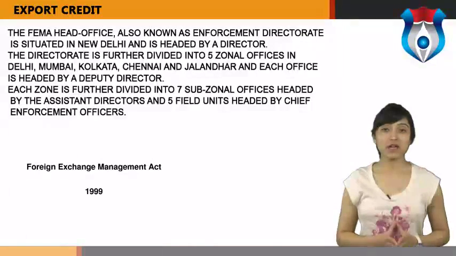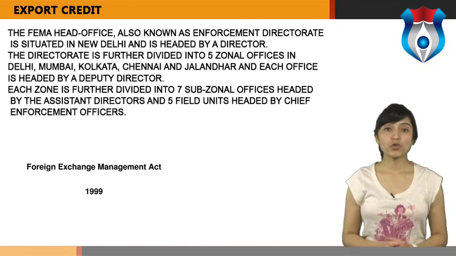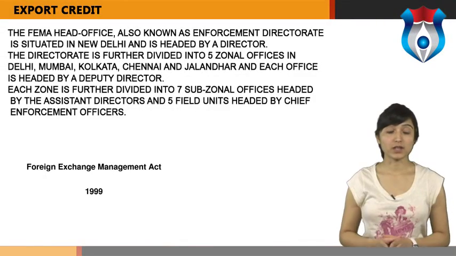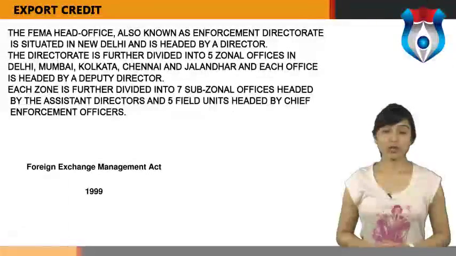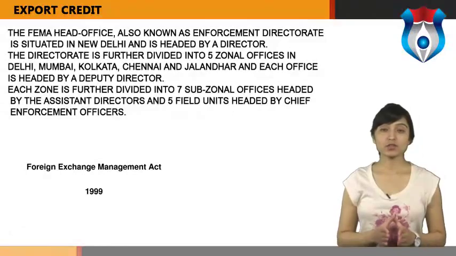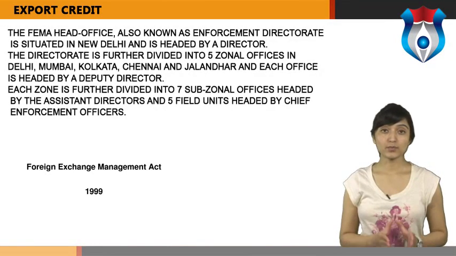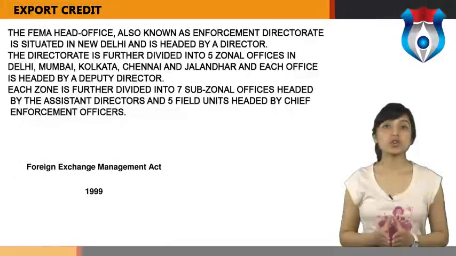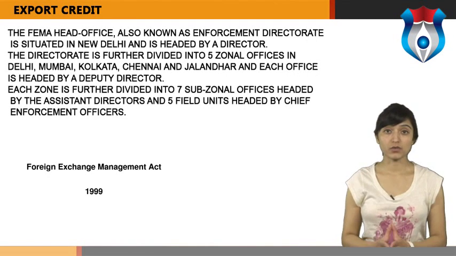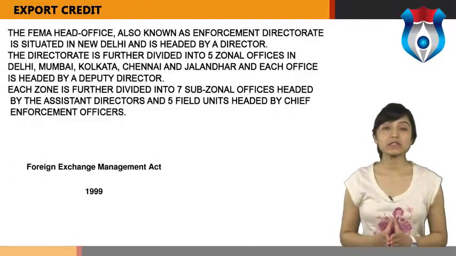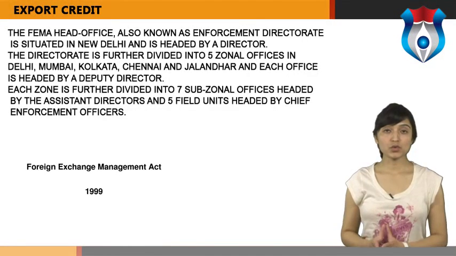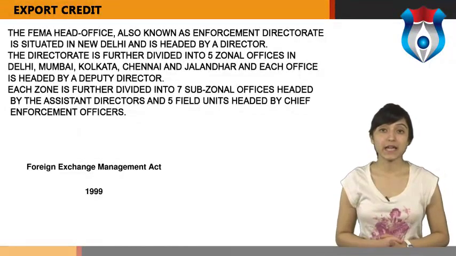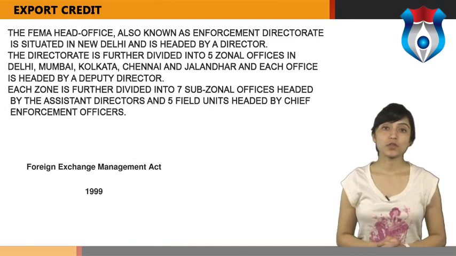The FEMA head office, also known as Enforcement Directorate, is situated in New Delhi and is headed by a director. The directorate is further divided into 5 zonal offices in Delhi, Mumbai, Kolkata, Chennai and Jalandhar, and each office is headed by a deputy director. Each zone is further divided into 7 sub-zonal offices headed by the assistant directors and 5 field units headed by chief enforcement officers.